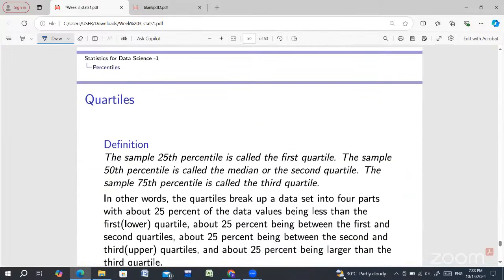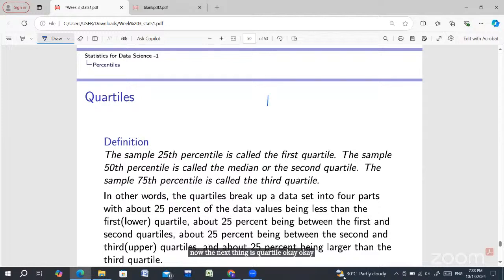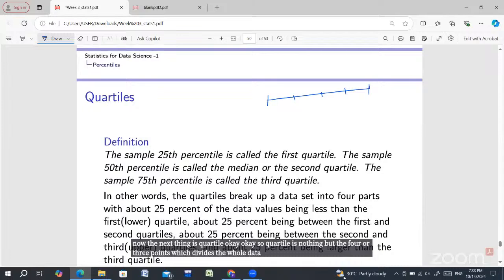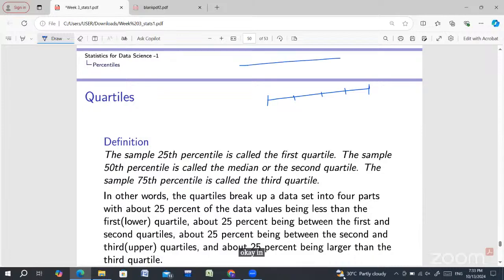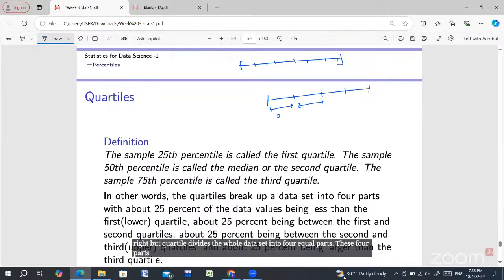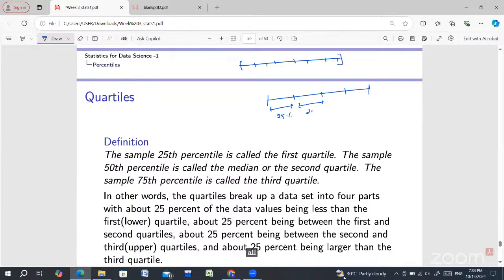Now the next thing is quartile. Quartiles are nothing but the 3 points which divide the whole data set into 4 equal parts. In percentile, it divides the whole data set into 100 parts, right? But quartile divides the whole data set into 4 equal parts. These 4 parts will be equal, all containing 25% of the data.